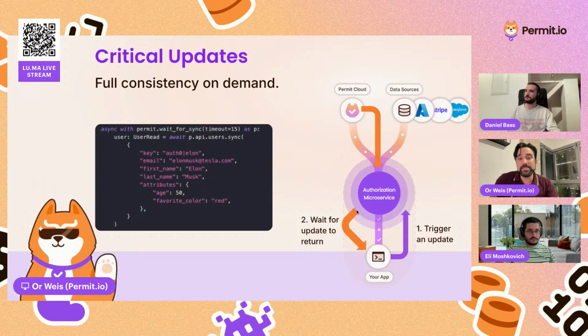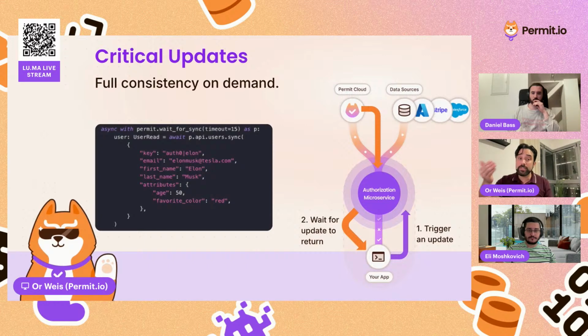But now what happens if we want to have some interactions that require full consistency? Usually when updates propagate from the Permit cloud to this microservice, it takes on average, at P95, around 100 milliseconds. For most cases, that's enough and you don't care. But there are some cases where you might run into race conditions or you might worry about the new enemy problem. So how do we address this?